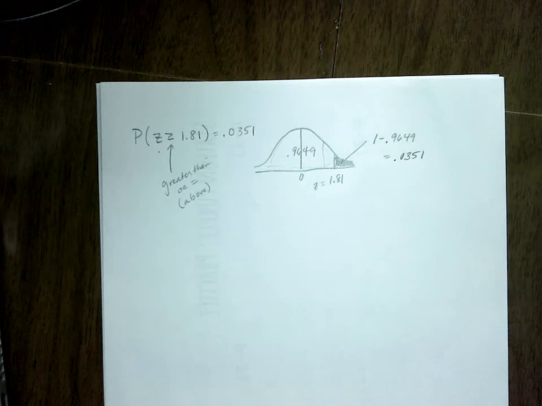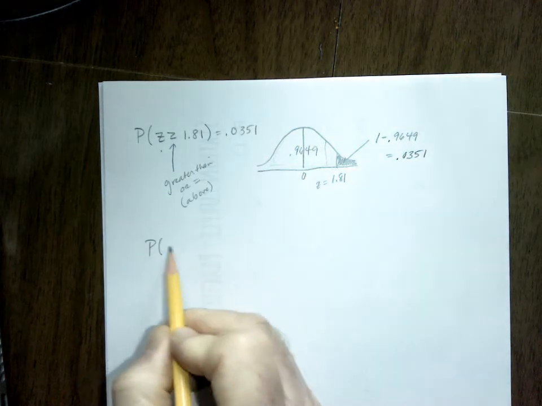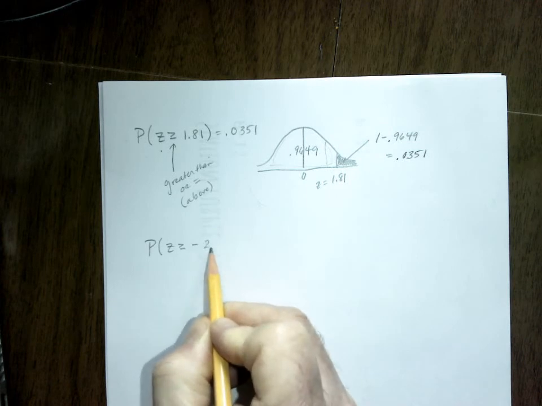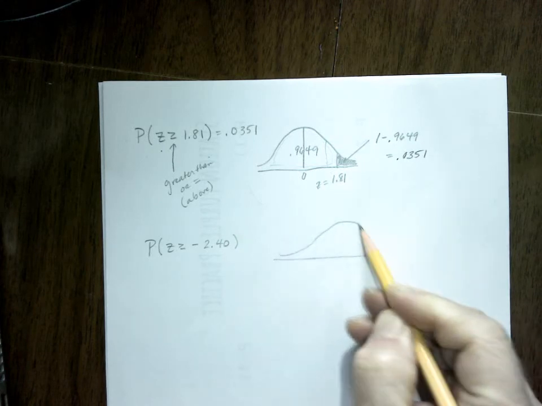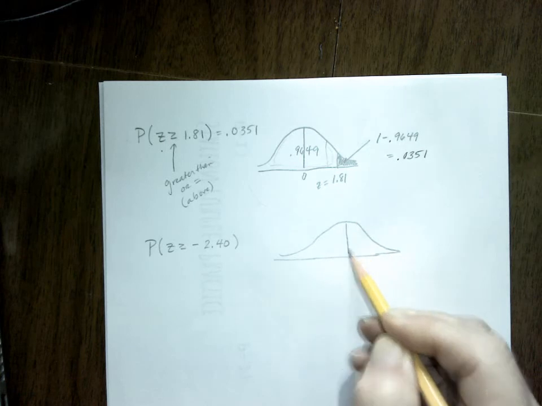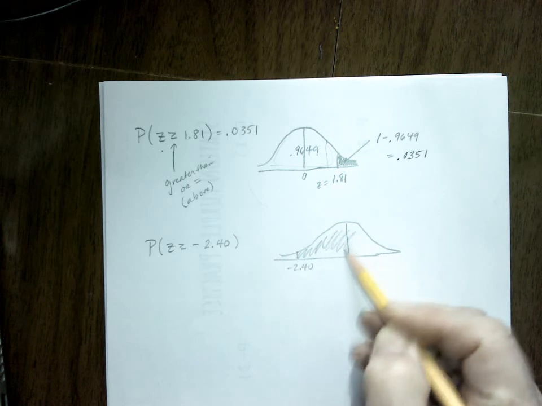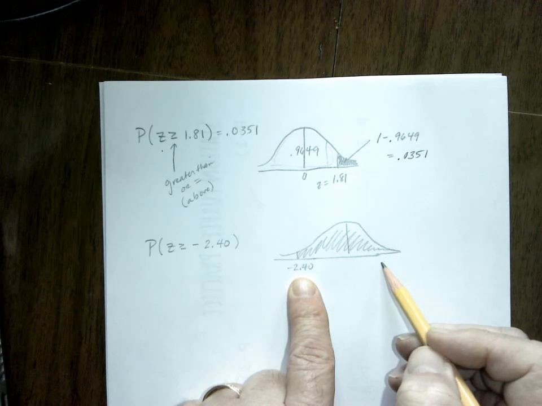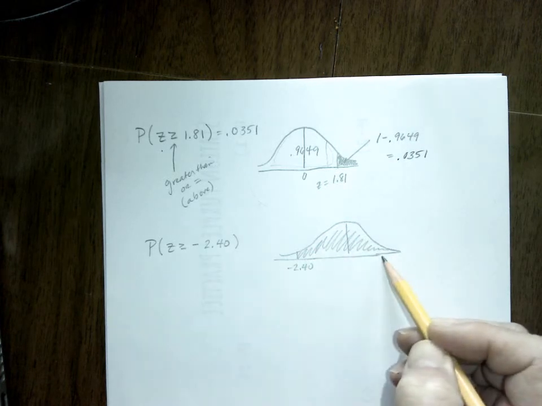Okay? Does that matter if we're talking about something that's on the left-hand side? Let's talk about the probability that z is greater than or equal to negative 2.40. So we're talking about something way down here. Well, that's going to be a good portion of it, because I already know by the empirical rule that 2 standard deviations covers 95% in between, 3 standard deviations 99.7%. So this is going to be quite a bit of the area. But let's look it up.